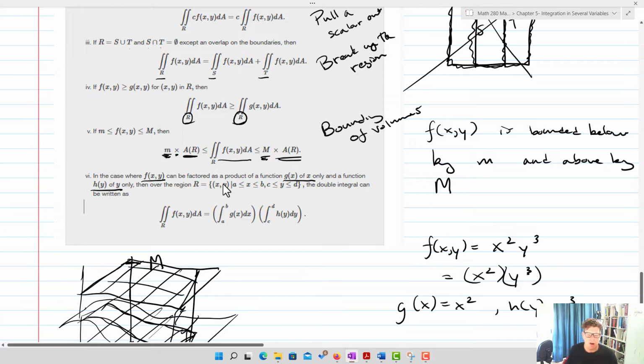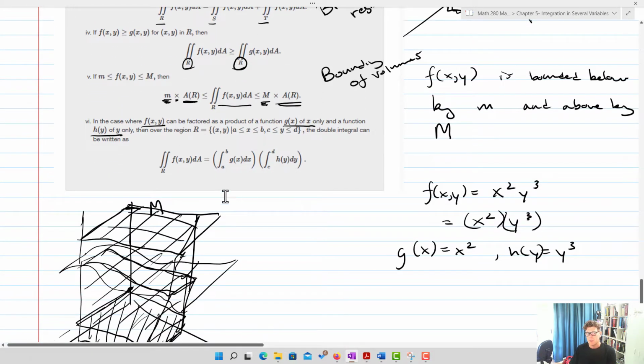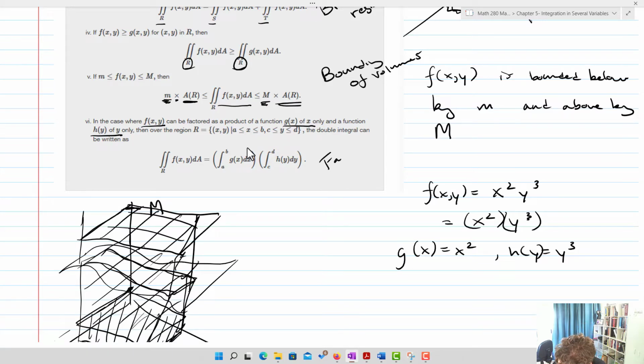Then over the region R, whatever region we're looking at, the double integral can be written as, and this is going to end up becoming really handy for some theorems that we're going to be working with later on, instead of figuring out the double integral, I can figure out the single integral for x and multiply it by the single integral for y. So this is basically kind of like factoring, or the way of thinking about it is factoring.